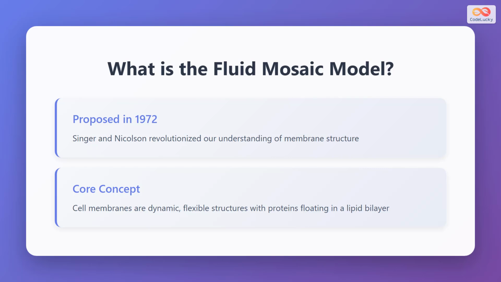The Fluid Mosaic Model was proposed in 1972 by scientists Singer and Nicholson. Their work revolutionized our understanding of membrane structure. The core concept of this model is that cell membranes are not static or rigid. Instead, they are dynamic and flexible structures where proteins float freely within a lipid bilayer, much like icebergs floating in the ocean. This flexibility is crucial for the membrane to perform its many functions.